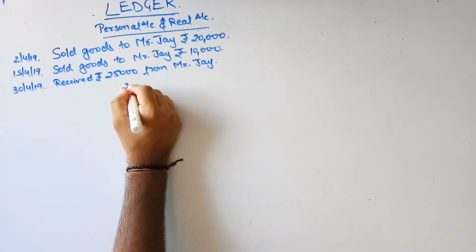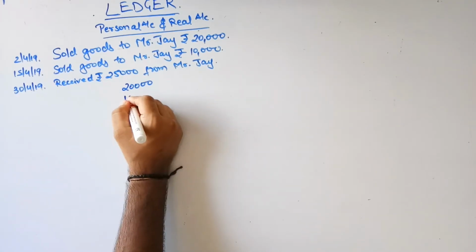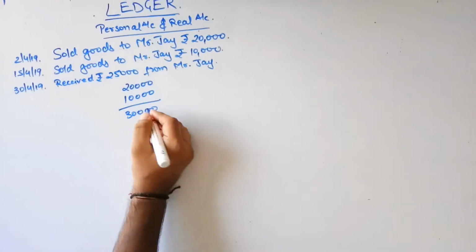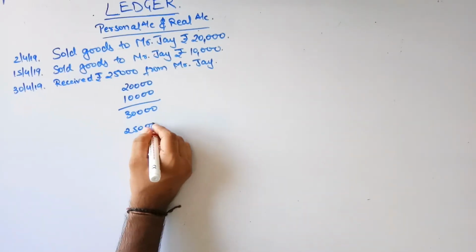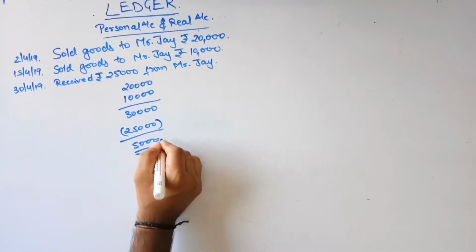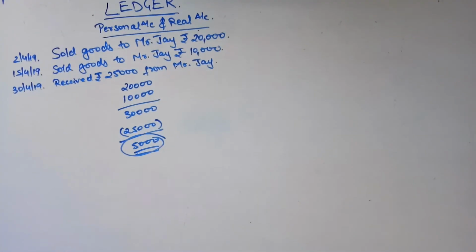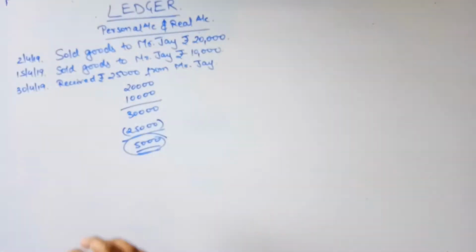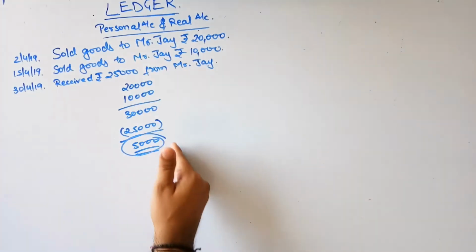So, first, what happened? We sold off 20,000. Then again, we sold off 10,000. How much we had to receive? 30,000. How much have we received? 25,000. How much we yet have to receive from Mr. J? 5,000. So, this 5,000 is the balance. Okay guys, here it was very easy because all the three transactions we had all together over here, so that is why we could make this very easily.